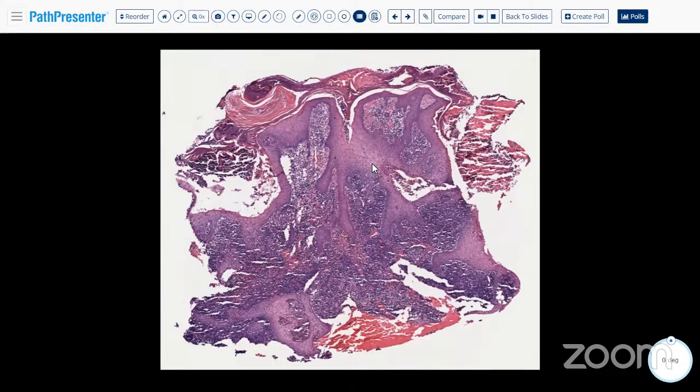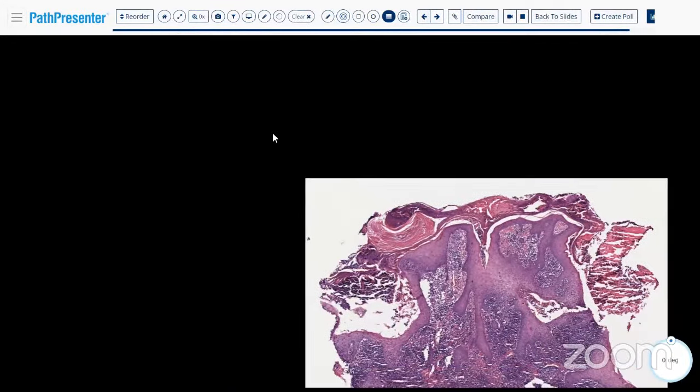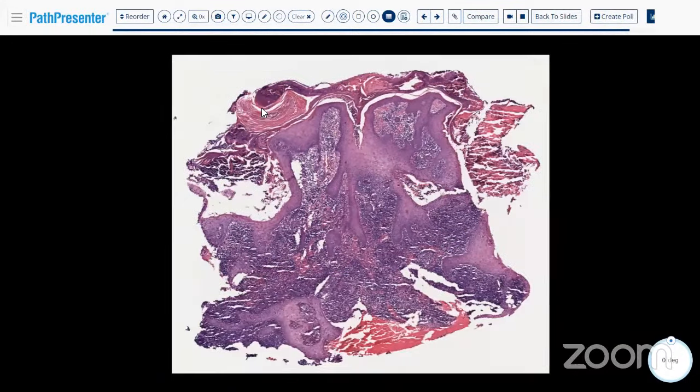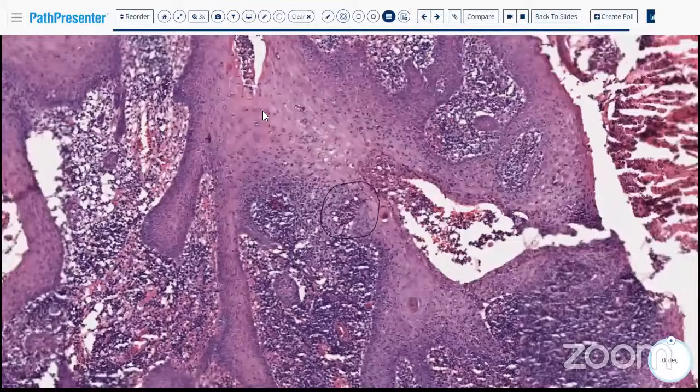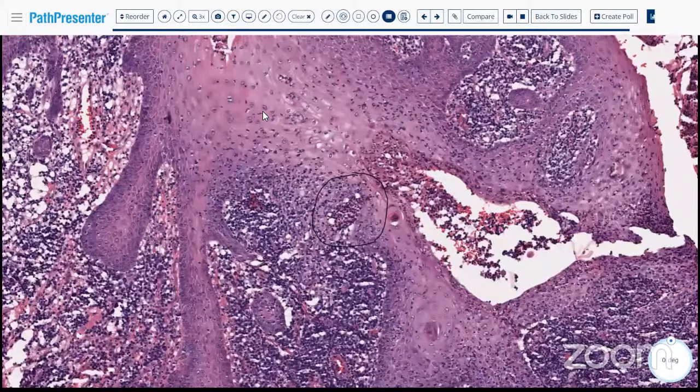But closer, we see that there is a good deal of inflammation associated with that, more than we typically see in a squamous cell carcinoma. And in fact, there are actual collections of neutrophils, so suppurative inflammation. And that is actually a differential that we know. There is a differential called PEH with pus, pseudoepitheliomatous hyperplasia with pus.